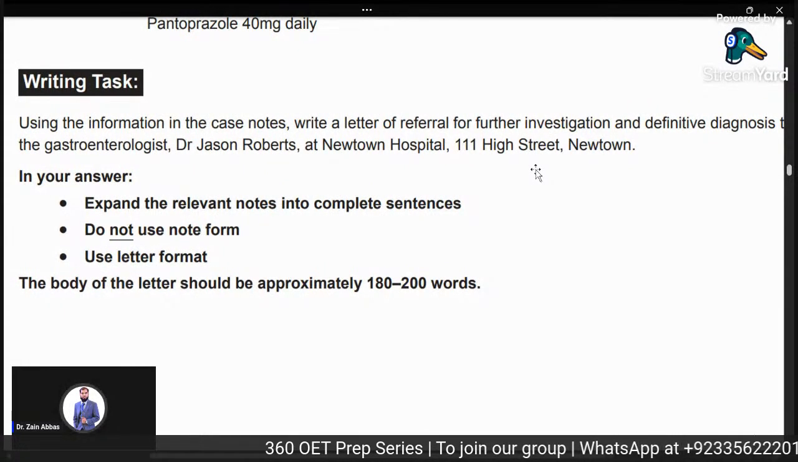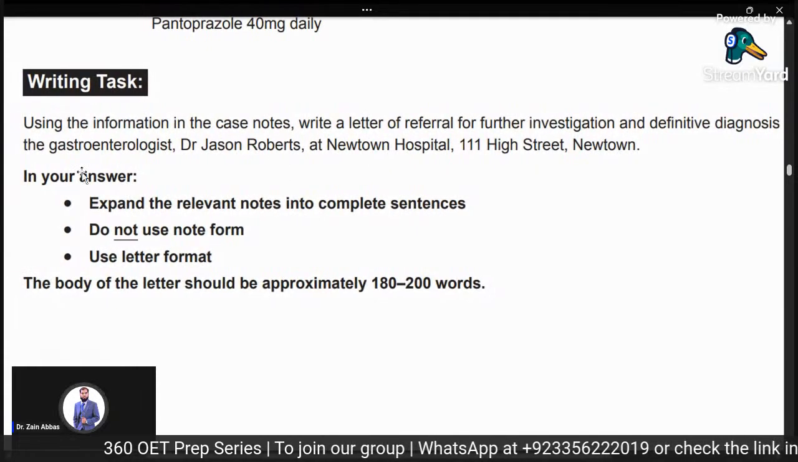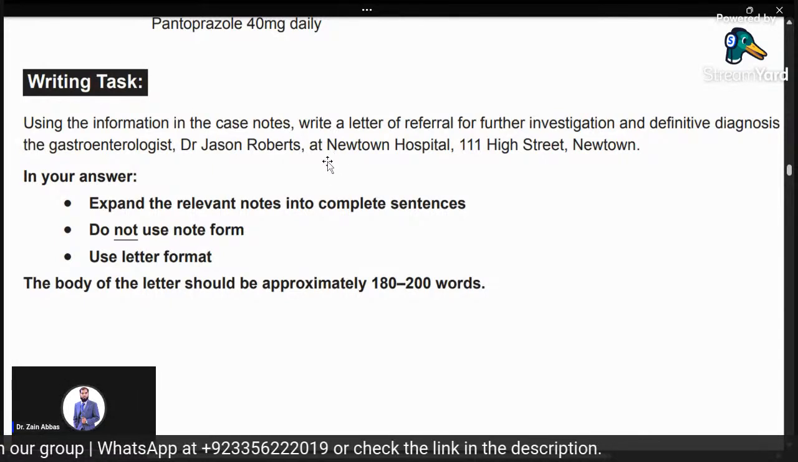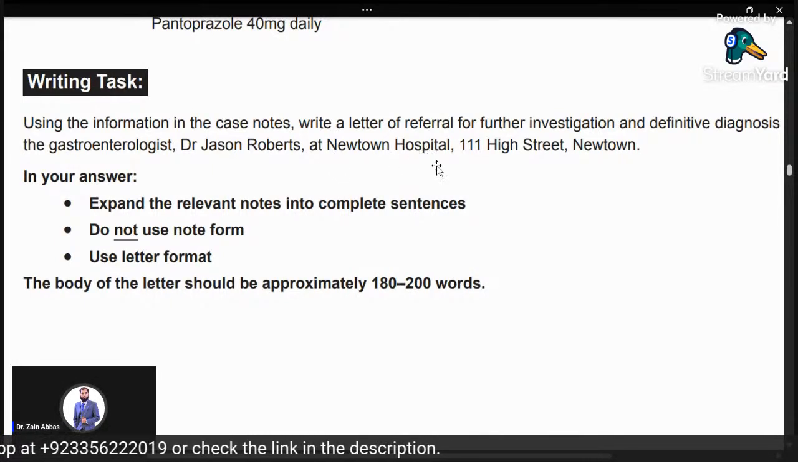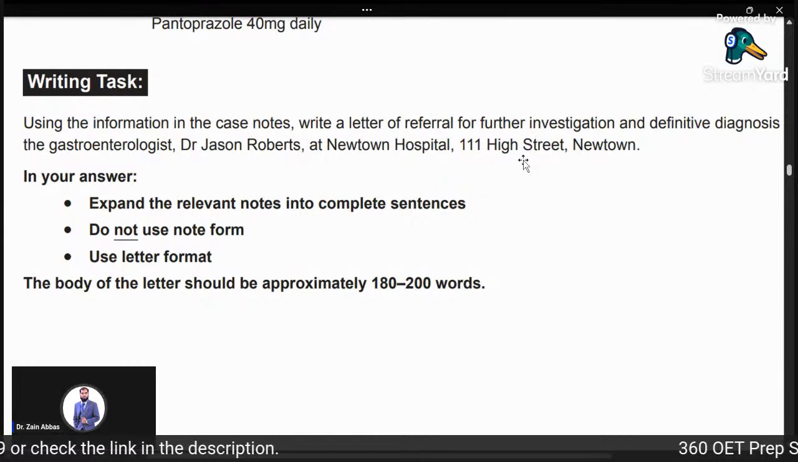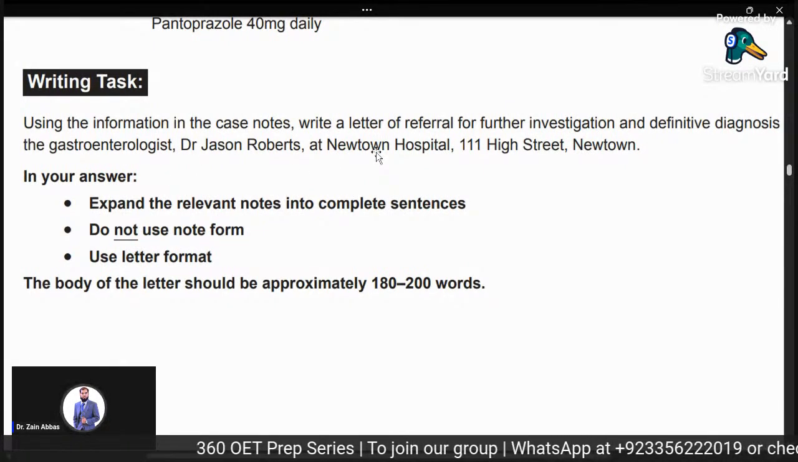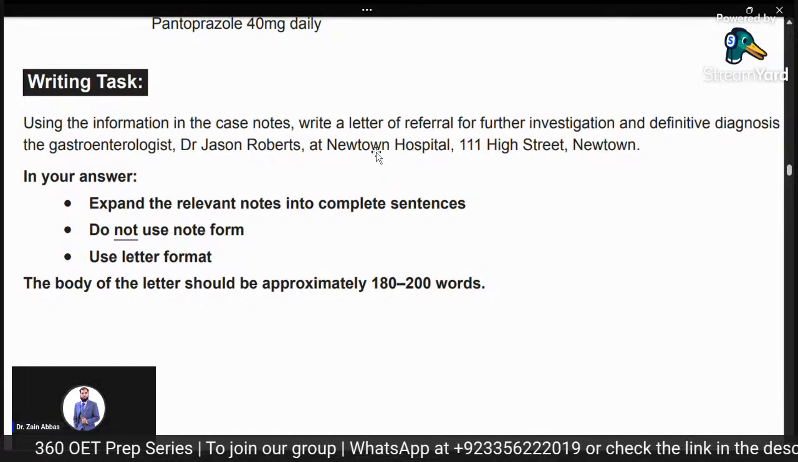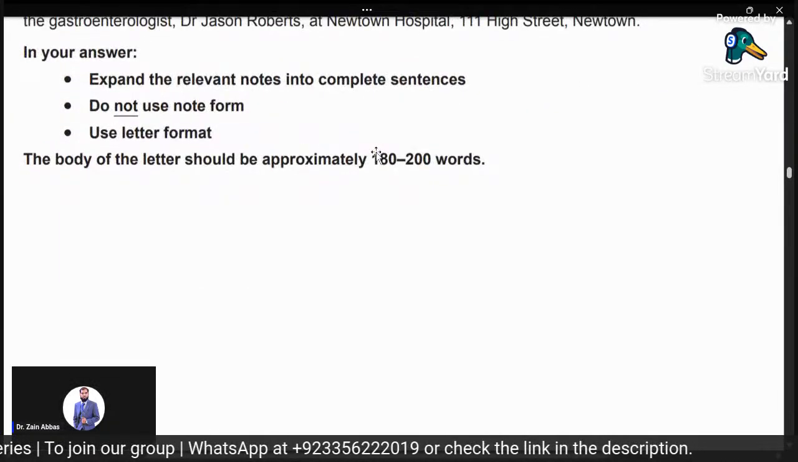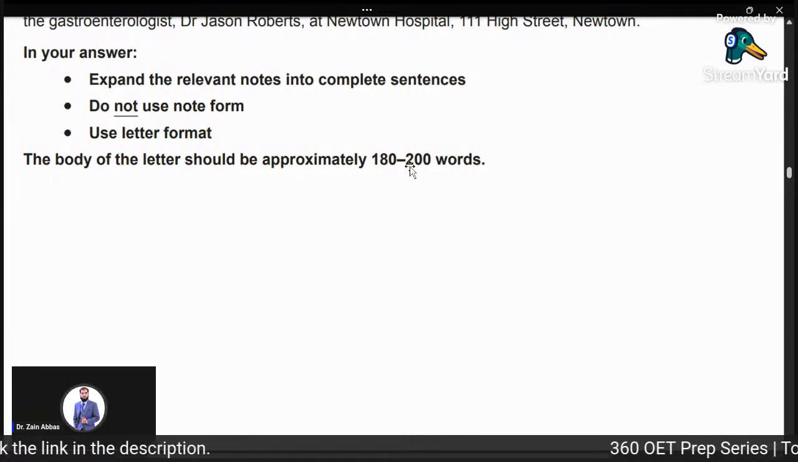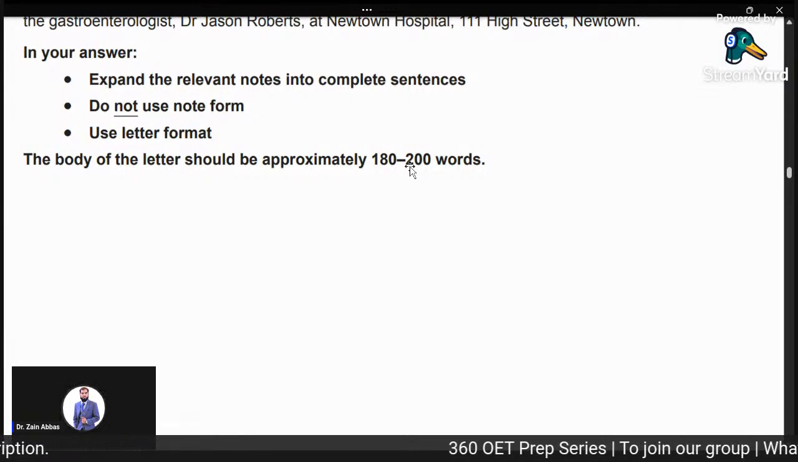of the letter. As you can see, this includes gastroenterologist Dr. Jason Roberts, to whom you are writing the letter, the hospital name Newton's Hospital, and the address of the hospital, that is 111 High Street, Newton. So this is the starting of the letter, and you will see in the format that this comes in at the top of each letter. And the word count here is 180 to 200 words, roughly saying you have around 175 to 210 word range.